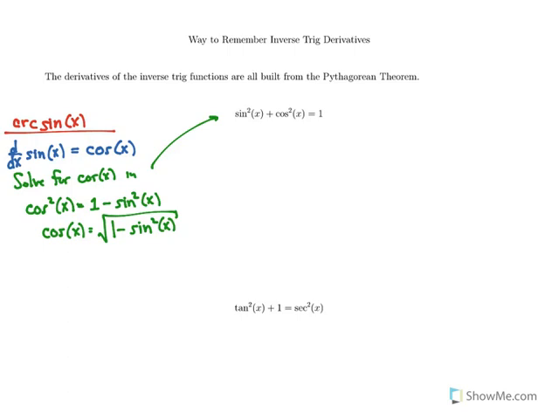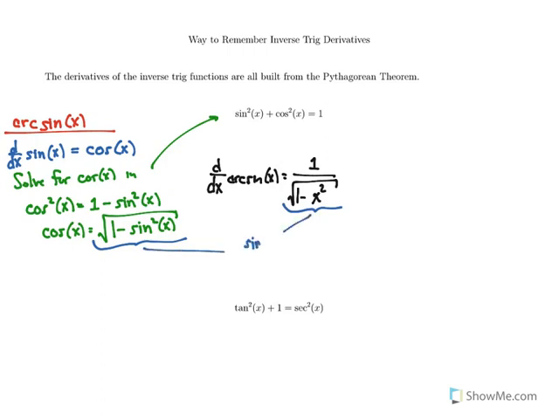And to me, this is how we can remember what the derivative of arc sine is. Remember that the derivative of arc sine is 1 over the square root of 1 minus x squared. And that square root of 1 minus x squared and 1 minus sine squared are awfully similar. So that's how I would remember it, is thinking about the Pythagorean theorem and the derivative of sine.